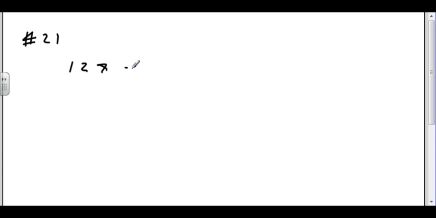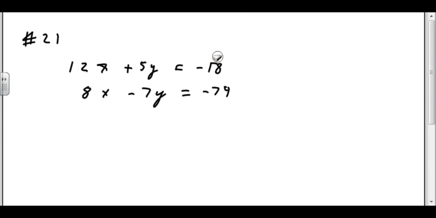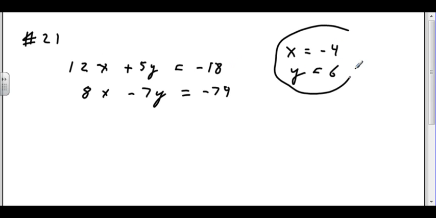12x plus 5y equals minus 18. 8x minus 7y equals minus 7 over 4. All right, so somebody put it in their calculator and tell me what the right answer is. Right answer is negative 4 and 6. All right, so x is equal to negative 4, y is equal to 6. Okay, so that's what the calculator answer is.